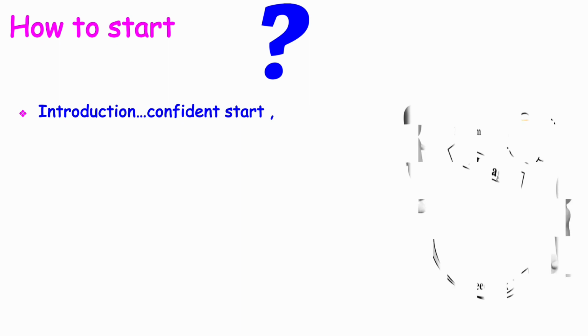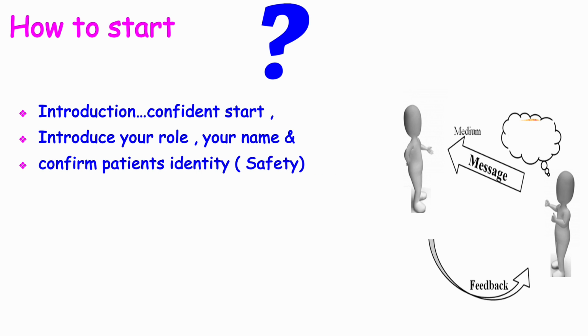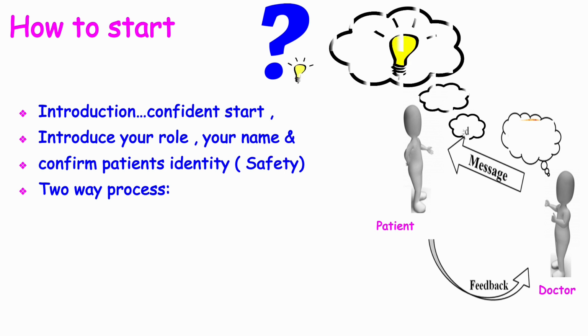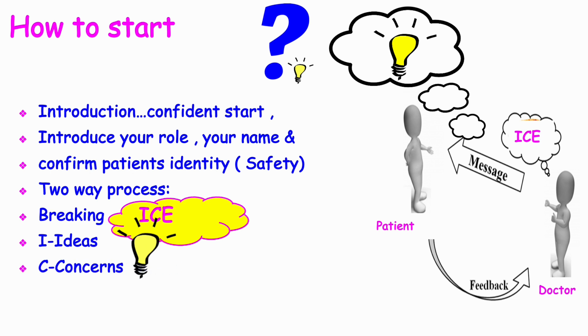So, how to start? Is it that difficult? No, it's not. Have a confident start: introduce yourself, your role, your name, and confirm the patient's identity. This is a two-way process. Introducing your name and role and confirming the patient's identity will also be counted in the patient safety domain. Next is breaking the ice. What is ICE? ICE is ideas, concerns, and expectations about the consultation.